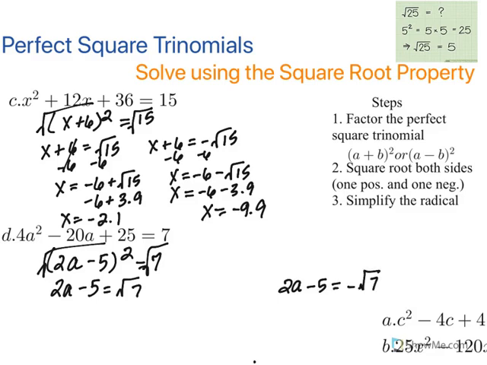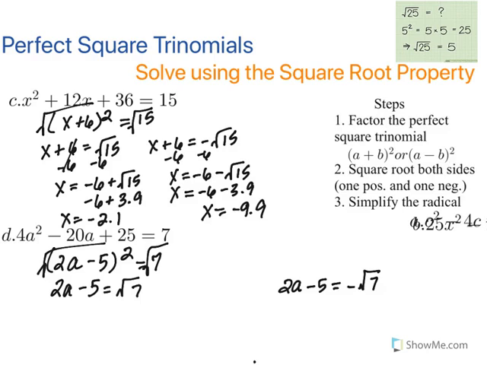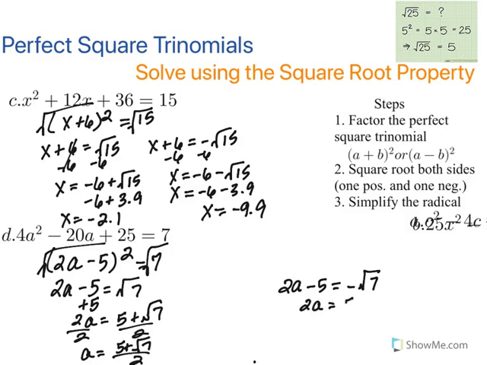Now, when we're looking at this particular one, we're going to start by adding 5 on both sides. So here we're going to have 2a is equal to 5 plus the square root of 7. Then divide both sides by 2. And I'm going to get a is equal to 5 plus the square root of 7 over 2. And on this one, we would add 5 on both sides. This would give me 2a is equal to 5 minus the square root of 7. And then I divide both sides by 2, and I get a is equal to 5 minus the square root of 7 over 2.